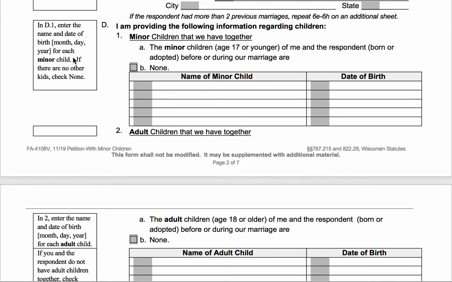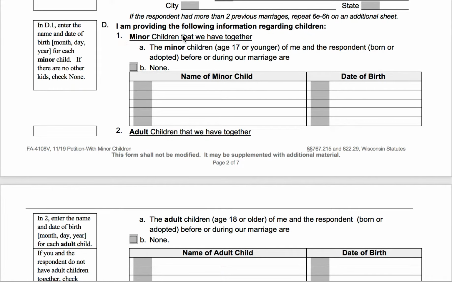And so if you're located here in Milwaukee County, you can get brief legal advice for free through the Marquette Volunteer Legal Clinics. If you're not here in Milwaukee County, you can contact your clerk of court to find out what resources are available in your area. All right, so D is all about the children in this marriage.